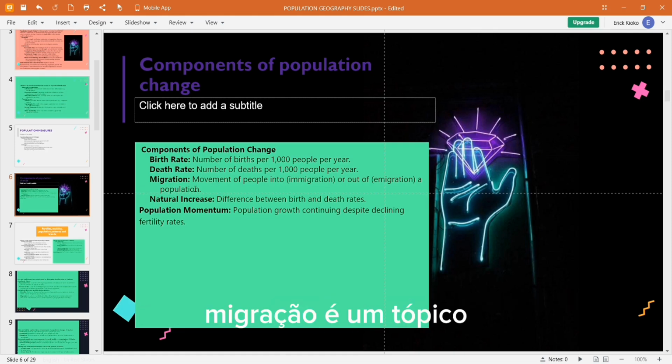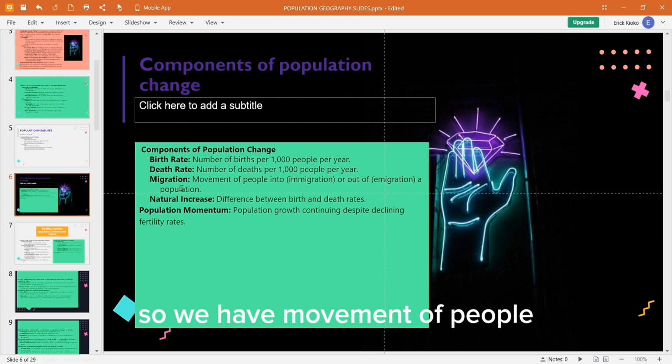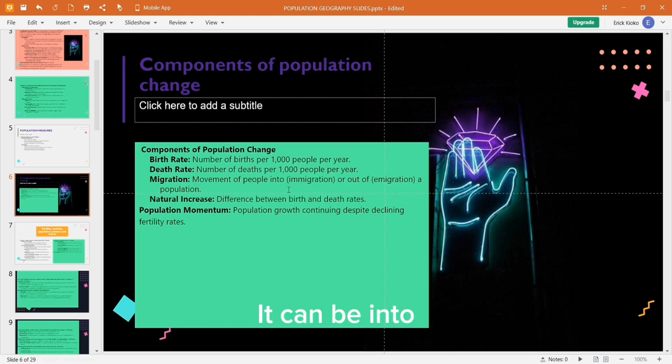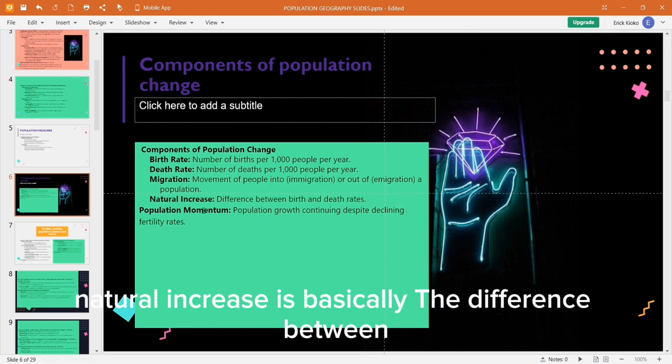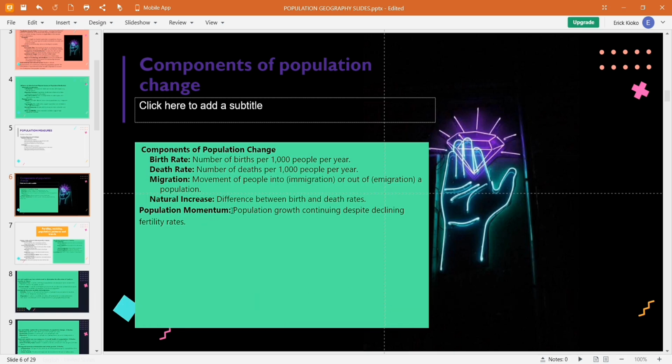Migration. Migration is a wide topic and we are going to look into it. So we have movement of people. It can be into a country, that is immigration. Out, it is emigration of a population. We have natural increase. Natural increase is basically the difference between birth and death rates.